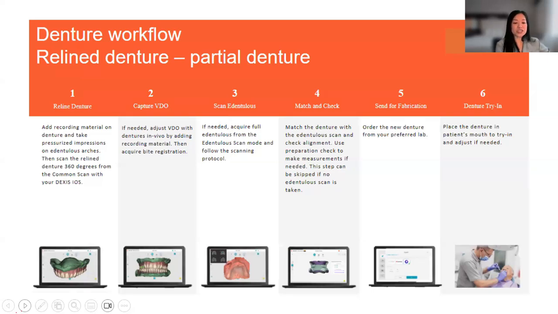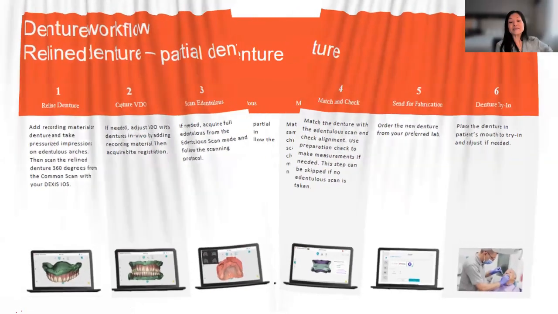With this one, they took the impression and then they captured the video, and then they scanned the edentulous, then they did the matching, then they sent to the lab, and then they had the denture try-in. So with this one, the wash impression wasn't as though the existing denture was being relined and returned for insertion. It was really just being used as a reference denture tray kind of situation. Which I will touch on as well, and that's probably my favorite technique. Me too.